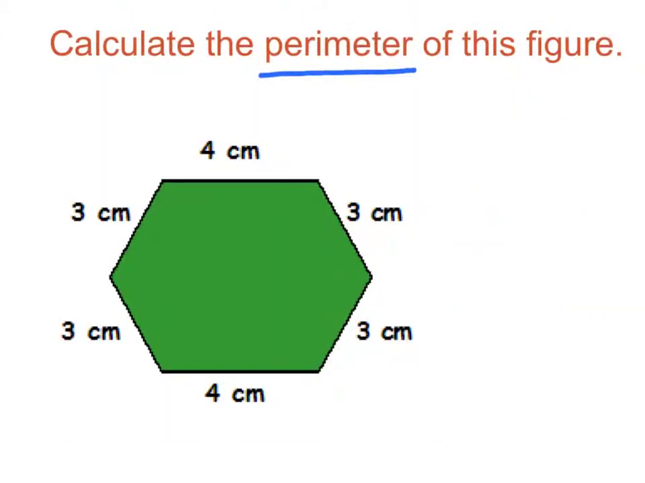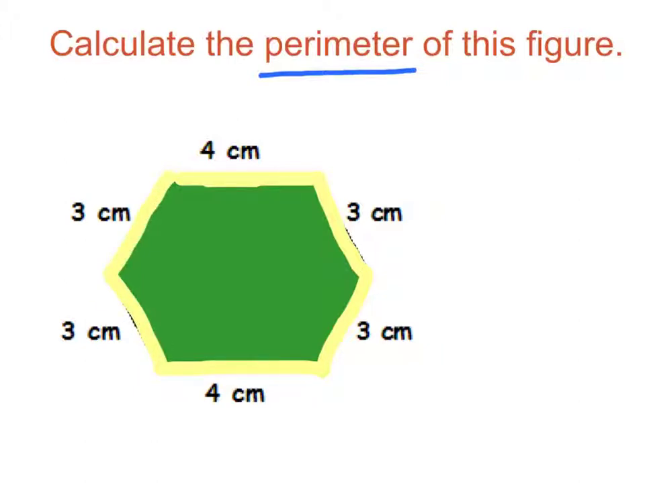In this task, we are calculating the perimeter of the figure. So we are going to add the lengths of those 6 sides. So we have 3 centimeters and 3 centimeters, which gives us 6. Another 3 for 9, and another 3 for 12. Plus 4 is 16, plus 4 more is 20.